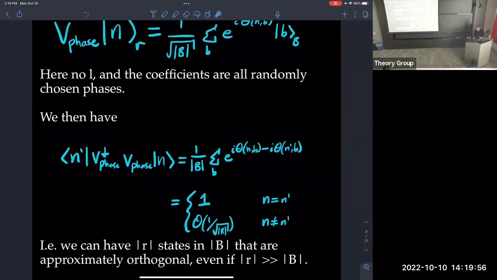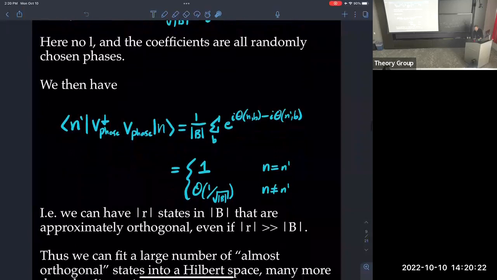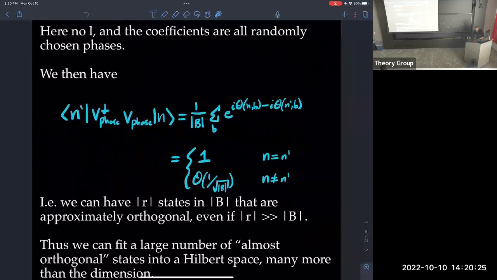If n does not equal n prime, then what you get here is basically just a random phase. And we're just summing a random phase over all states in B, which is essentially a random walk that has magnitude of order square root of B. So that square root of B divided by B gives you something that's order 1 over the square root of B. So if n and n prime are not the same, then we get a very small number. This is true, sort of, even if little r is much bigger than capital B. So the inner product is approximately preserved in this sense, even in this regime.